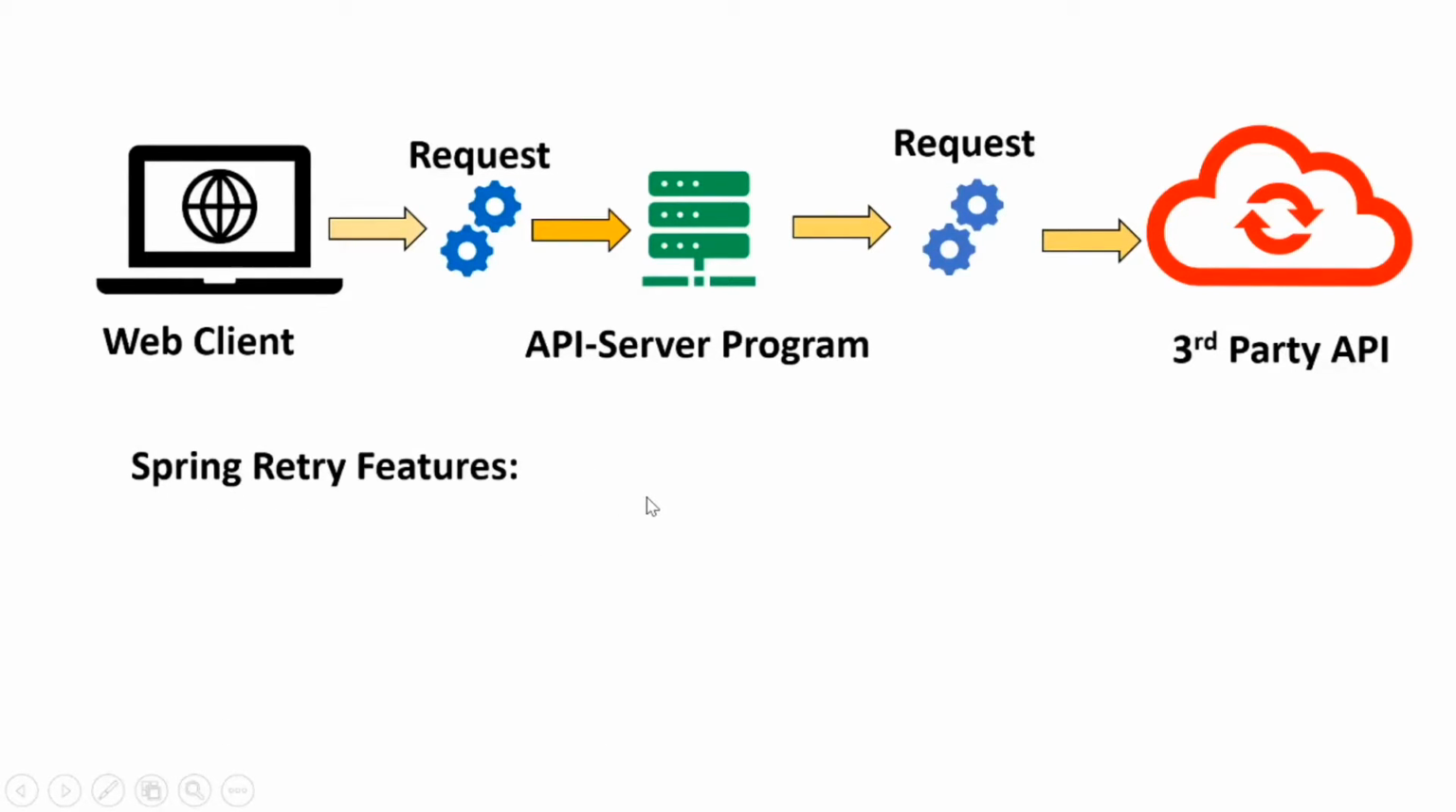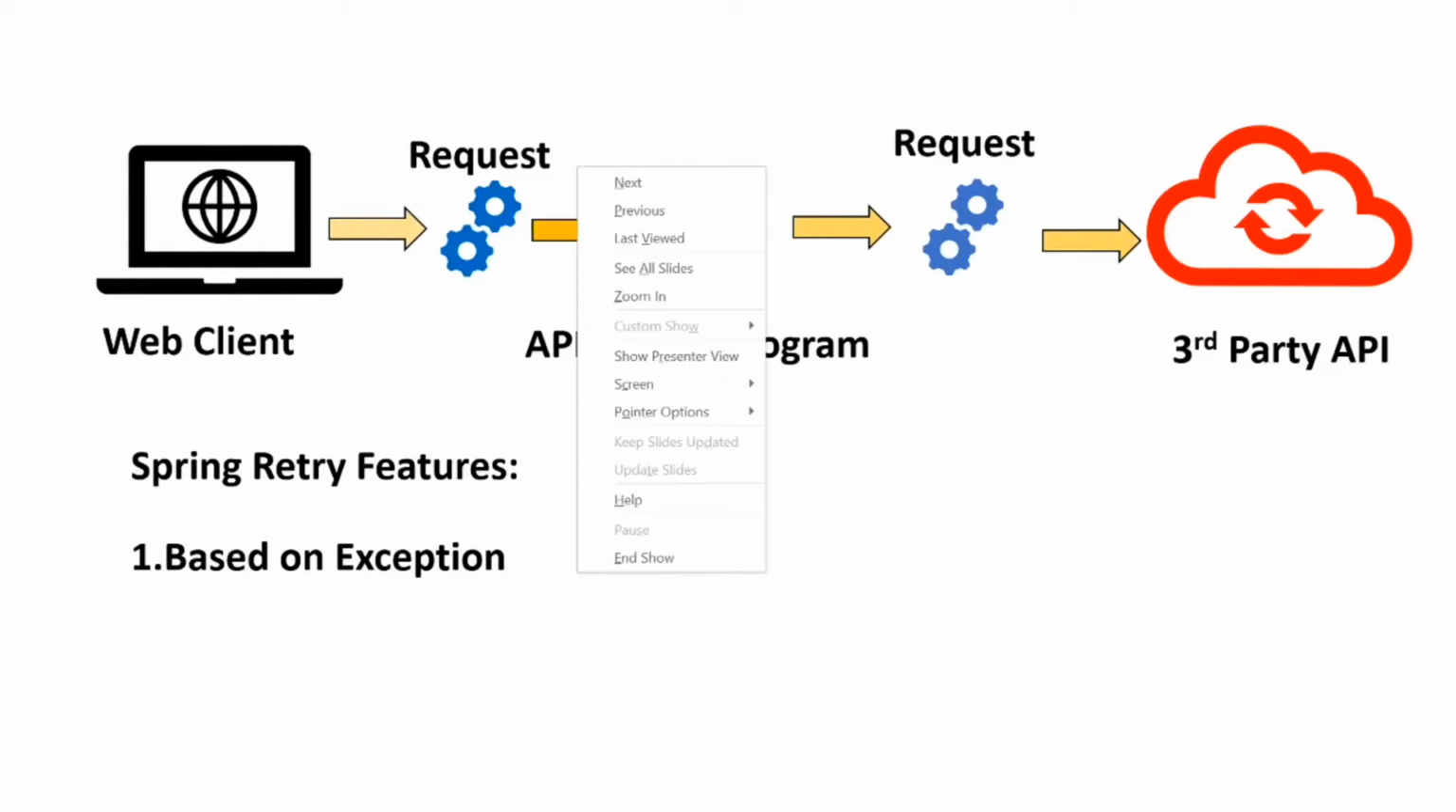Spring Retry features, let's see. It is based on exceptions. Suppose you want to retry a request; on which parameter do you want to retry? From the third party API you got some particular exceptions, so you can indicate, yes, based on those exceptions I want to retry. While writing the example I will show you in detail.